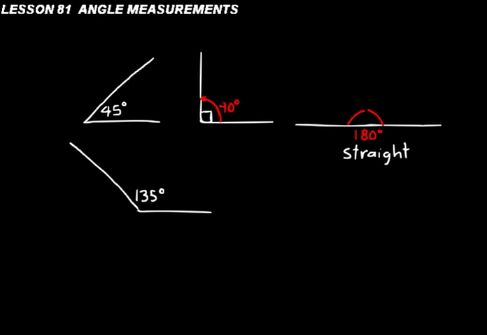Get familiar with what these different angles look like. 45 is just half of a 90-degree angle. A straight angle is two 90-degree angles stuck back to back. 135 is a 90 plus a 45. Those are just some common angles that are used in measurement. In geometry, geometry is the study of shapes, and angles are shapes.